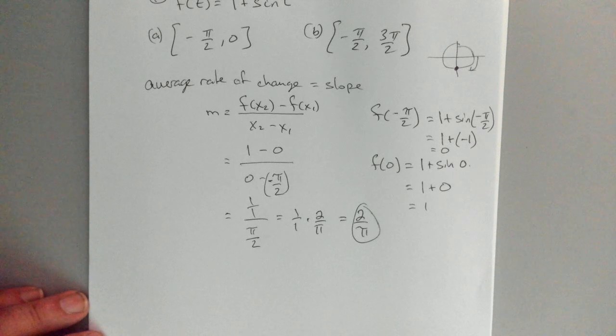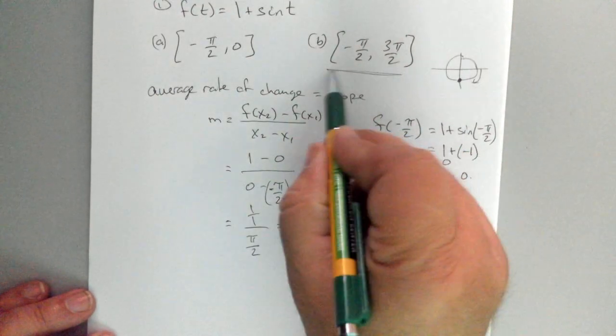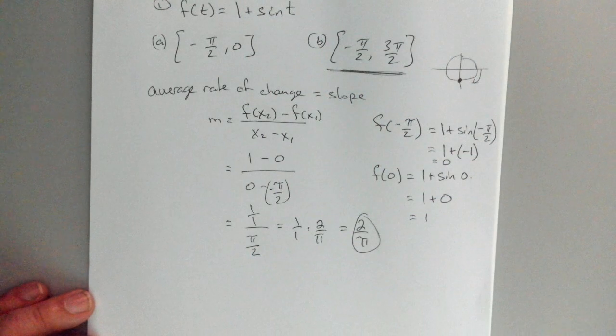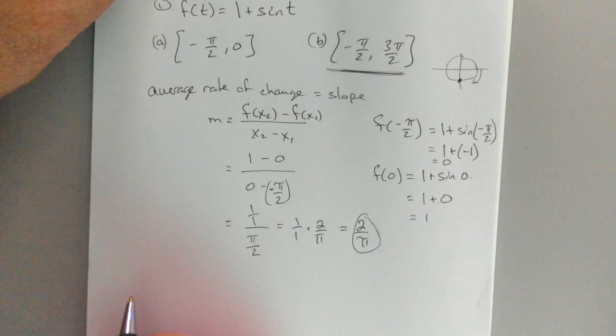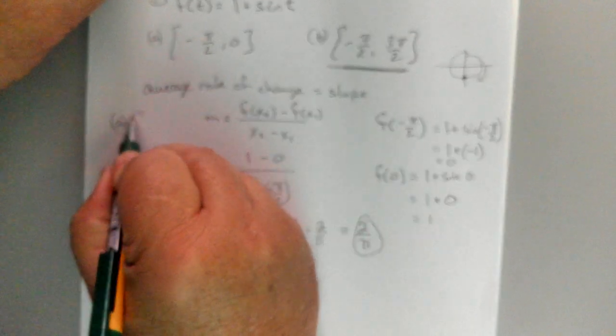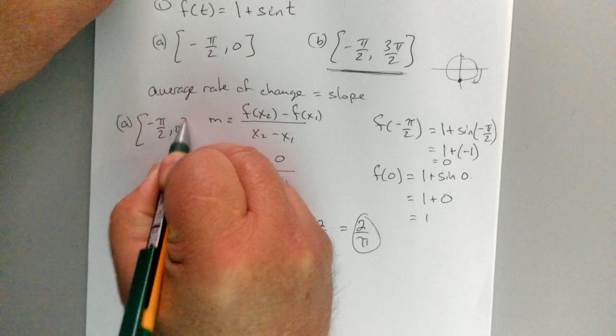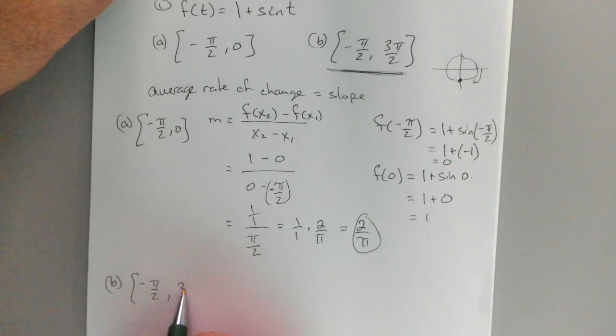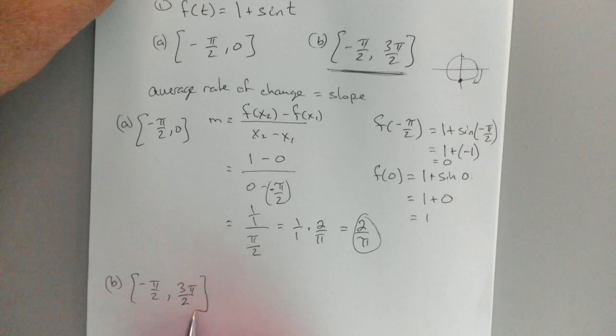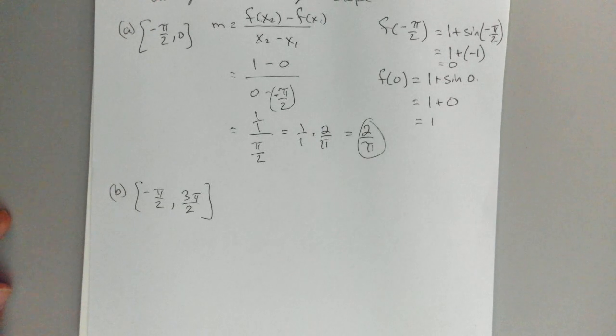I'll go ahead and do the second one with these points. What do you notice about negative pi over 2 and 3 pi over 2? Where are they located in the unit circle? Same point.